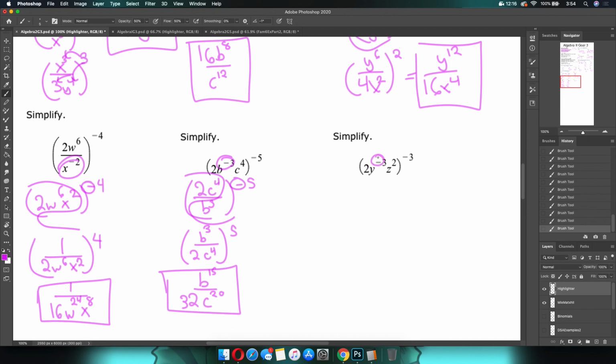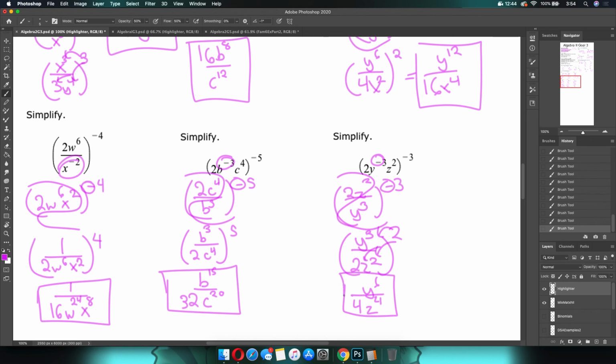So, negative exponent again. So we have 2z squared over y to the 3rd, all to the negative 3rd. The negative makes me flip my fraction, so it becomes y to the 3rd over 2z squared, all to the 3rd. Now we're going to take that and distribute it to everything inside. So y to the 3 times 2 is y to the 6. 2 squared is 4. Z to the 2 times 2 is z to the 4th.